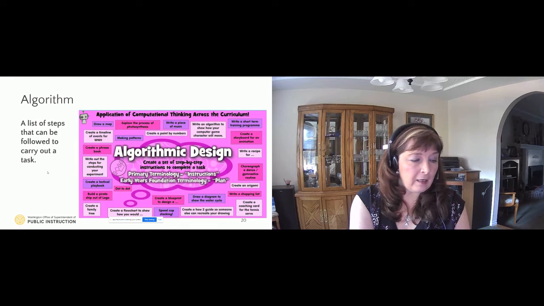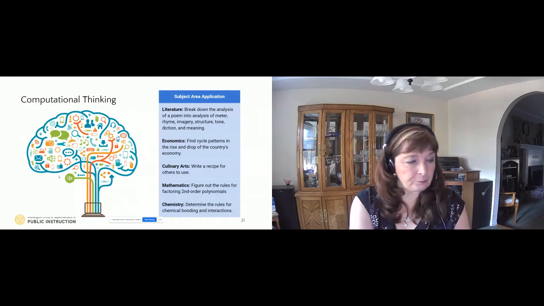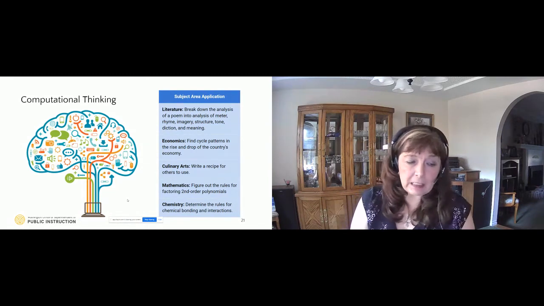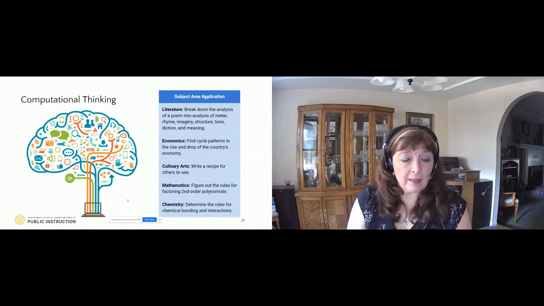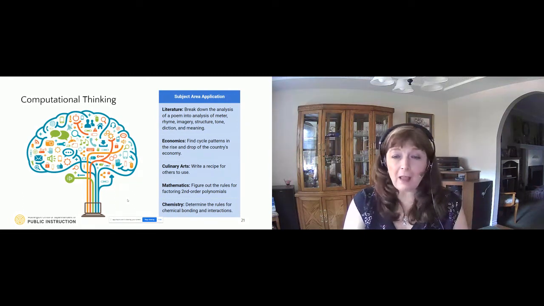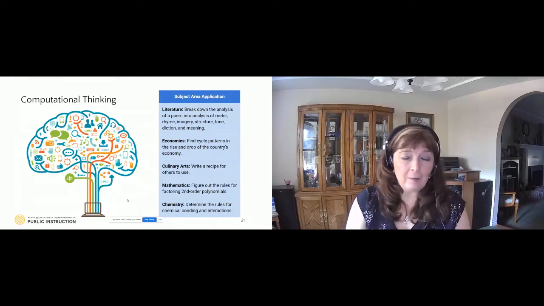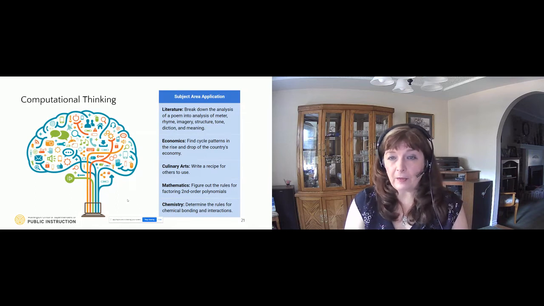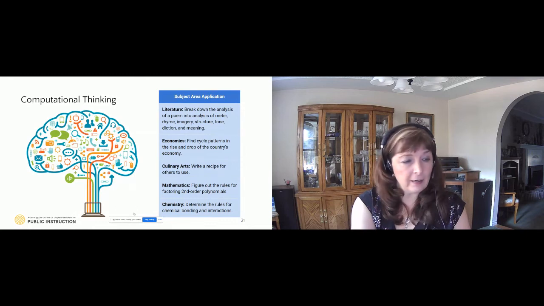So any way that we can think of integrating those ways of thinking, for example, here are some examples in literature, economics, culinary arts. I mean, just writing a recipe is a skill, and a lot can follow those recipes. But again, what are the ways that we can apply computational thinking? And of course, it's really inherent in math, I think, especially around modeling, even chemistry, as you think of those applications in your content areas.